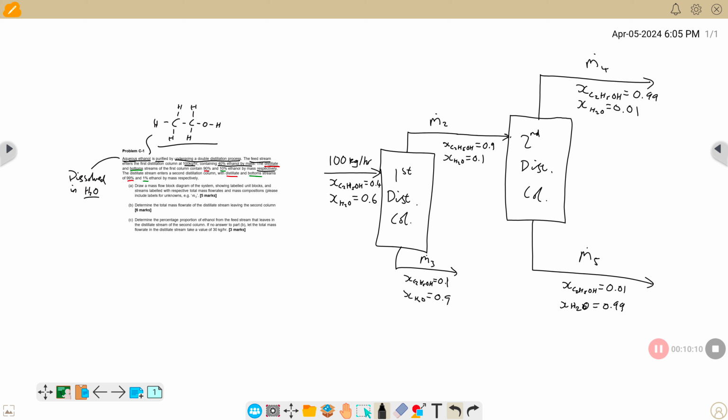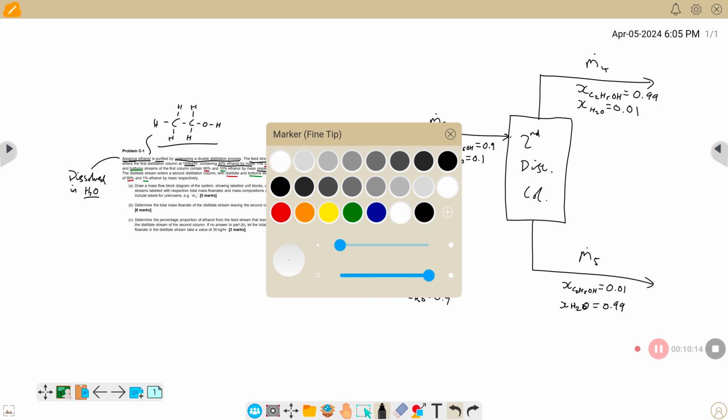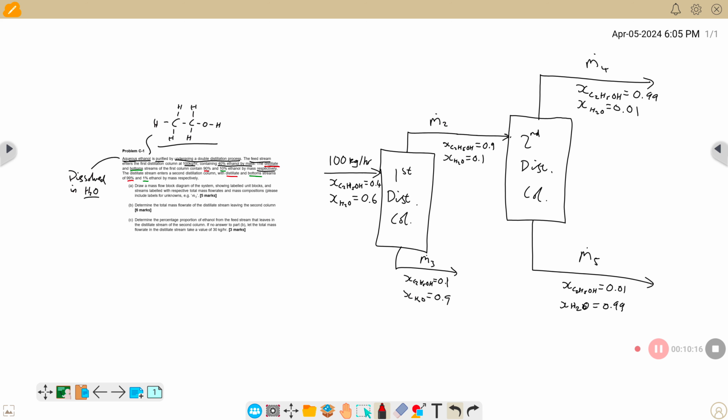Okay. Would that get full marks? Yes, it would get full marks just by looking at it. The reason it would get full marks, this is a very crude way of going through things, but the mass flows are given. The streams are all shown in the correct configuration. The units are labeled, and the mass compositions are shown as well. So that would get full marks.